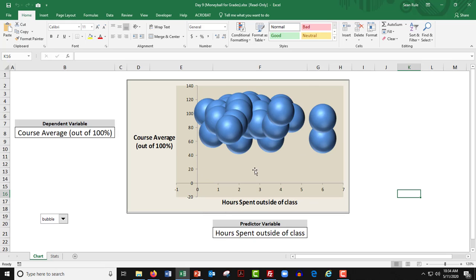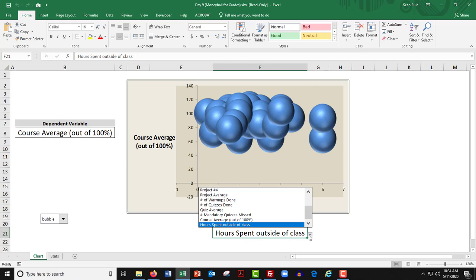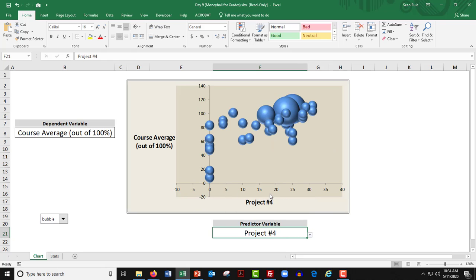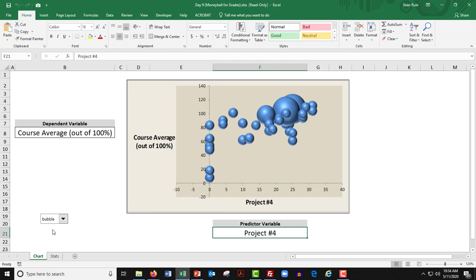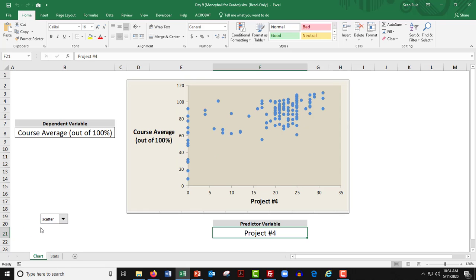This is not a very good one, but I'm going to find one that is. It's probably going to be within the projects. Yeah, like here's a good one. Project number 4. You might notice that if we change bubble to scatter and then back to bubble, it's a little hard to see because the axes shift. But the points are in the same place. Like if you look at these points right here, these points are in the exact same place.